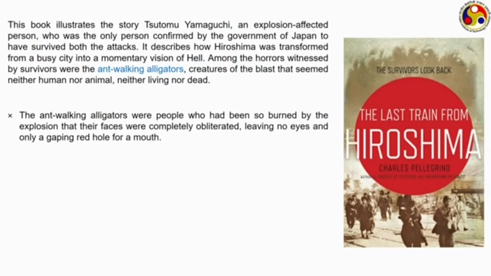that their skin was completely taken off, their face was completely obliterated, they did not have any eyes, and their mouth was converted to just a hole. Of course, they died, but maybe after 30 minutes or a couple of hours. And during that period, they kept on moving around the road quite aimlessly, just like ants, and their skin was black, and it was so scaled that it was something like alligator skin. That is why this term ant-walking alligator came into play.